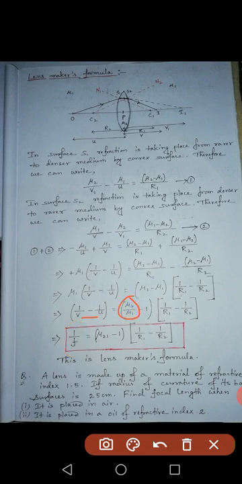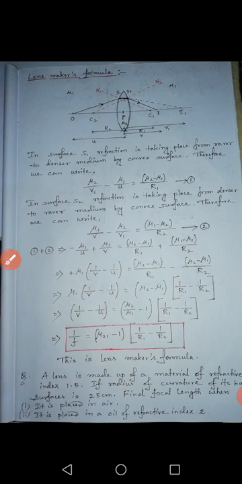Mu2 by mu1 we can write like this, mu21. This is the refractive index of medium 2 with respect to medium 1. Minus 1, and this will be 1 by r1 minus 1 by r2. So this is the lens maker's formula. Very important thing, because we will solve some sums related to this formula.